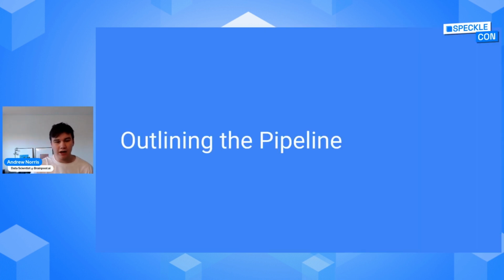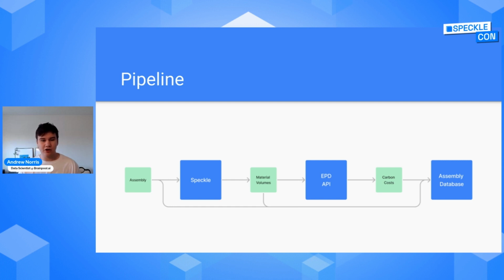So I just want to get into it and start outlining the pipeline here. The goal of our pipeline is to take an assembly, have someone commit it to Speckle, and then automatically we should be able to pull the material volumes for that assembly, send them to an EPD API such as Building Transparency, get back some carbon costs, and then save all of this together into an assembly database where it can be accessed later.